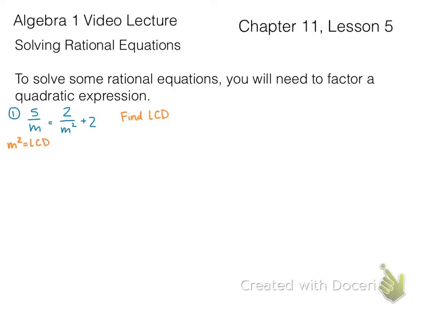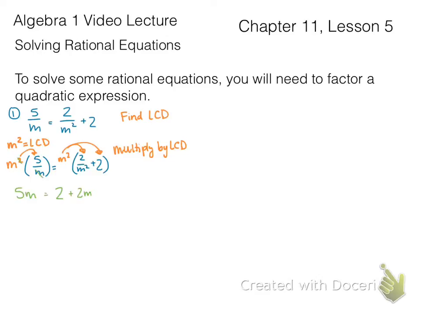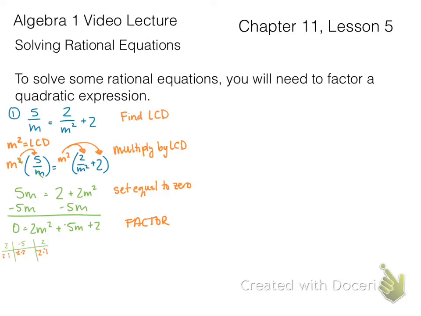All right, so I'm going to multiply by my LCD, which is m squared. Multiply by LCD. So everything gets multiplied by m squared. Distribute, simplify. And then basically I have a quadratic here. I have an exponent to the second power, which means I'm going to have to factor. Now I'm going to factor and then use zero product property. So set equal to 0 so that I can factor. And there we go.